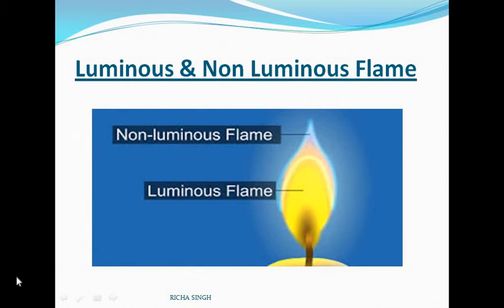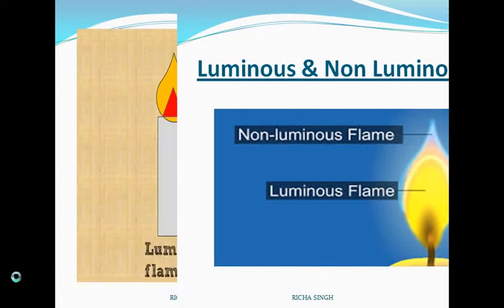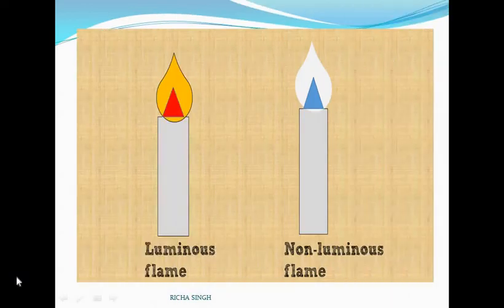Now, flames can be regarded as two types, non-luminous and luminous flame. So let's see what is the difference between the two. By seeing the color in the slide, you can easily tell me that luminous flame is going to give you a yellow flame and non-luminous flame will produce a blue flame. Now let's study why there is such differences in luminous and non-luminous.